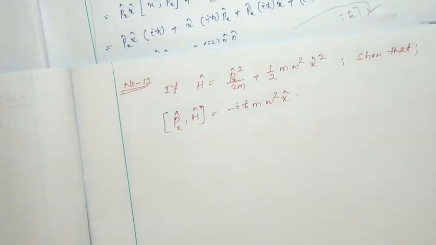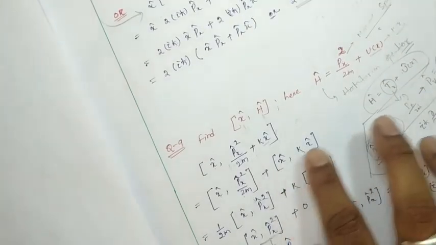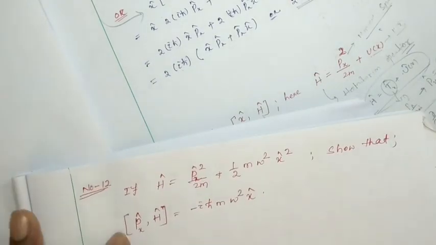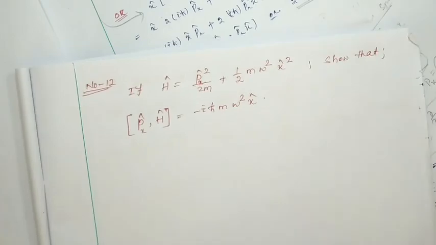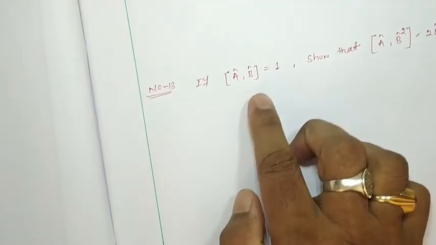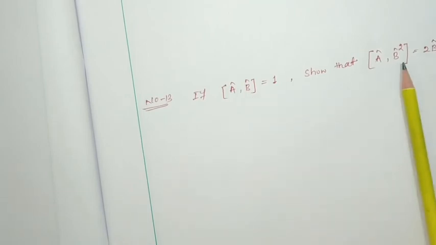So as we have done this question, here the x commutator will be 0. In this question the p_x commutator will become 0, and at last you are going to get only the x term. Then another question: if the commutator of a^ and b^ is 0, then (a^b^) squared will be 2b^. It is very simple.